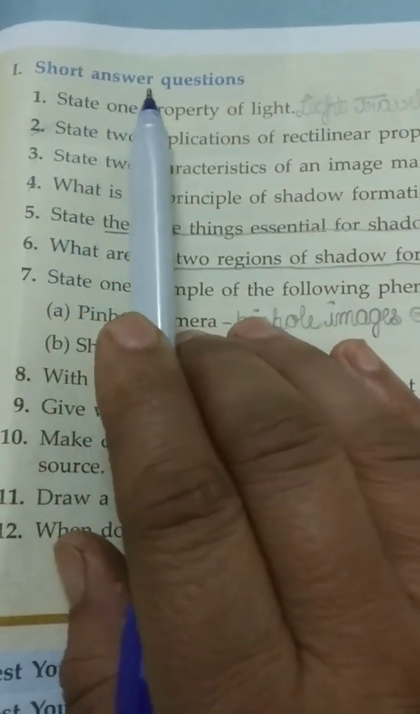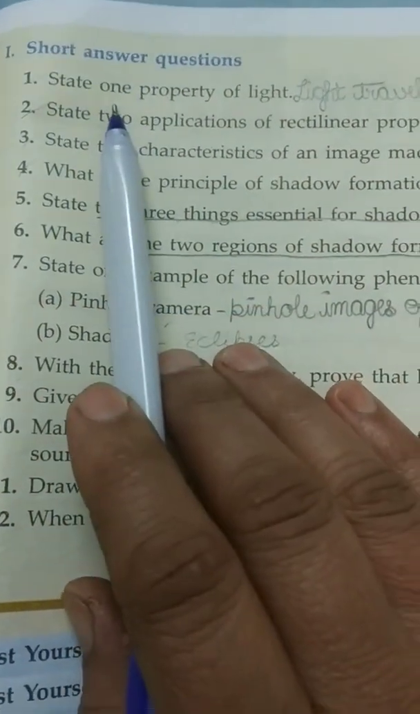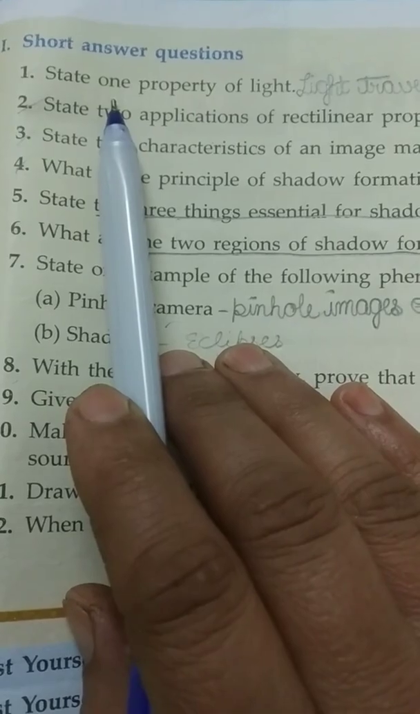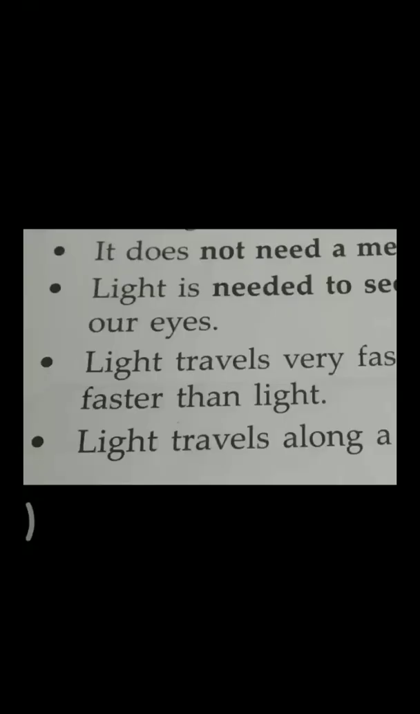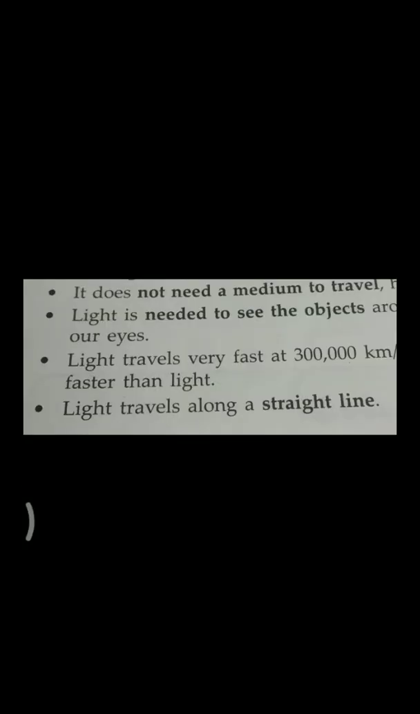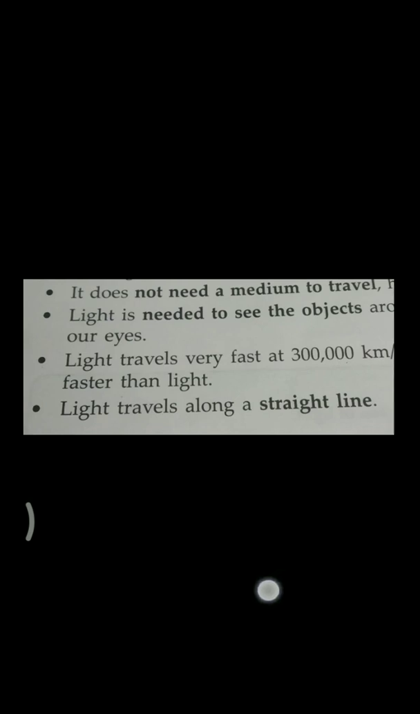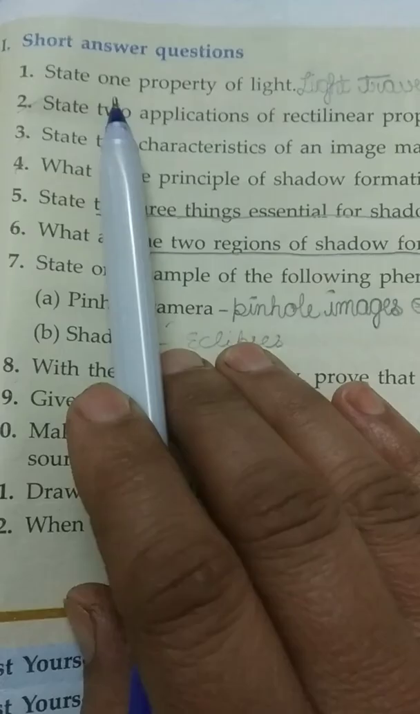I part, short answer questions. First, state one property of light. First answer, one property out of 4 you have to write. Light does not need a medium to travel. Second point, light is needed to see the object. Third point, light travels very fast at 3 lakh km per hour. Light travels along a straight line.